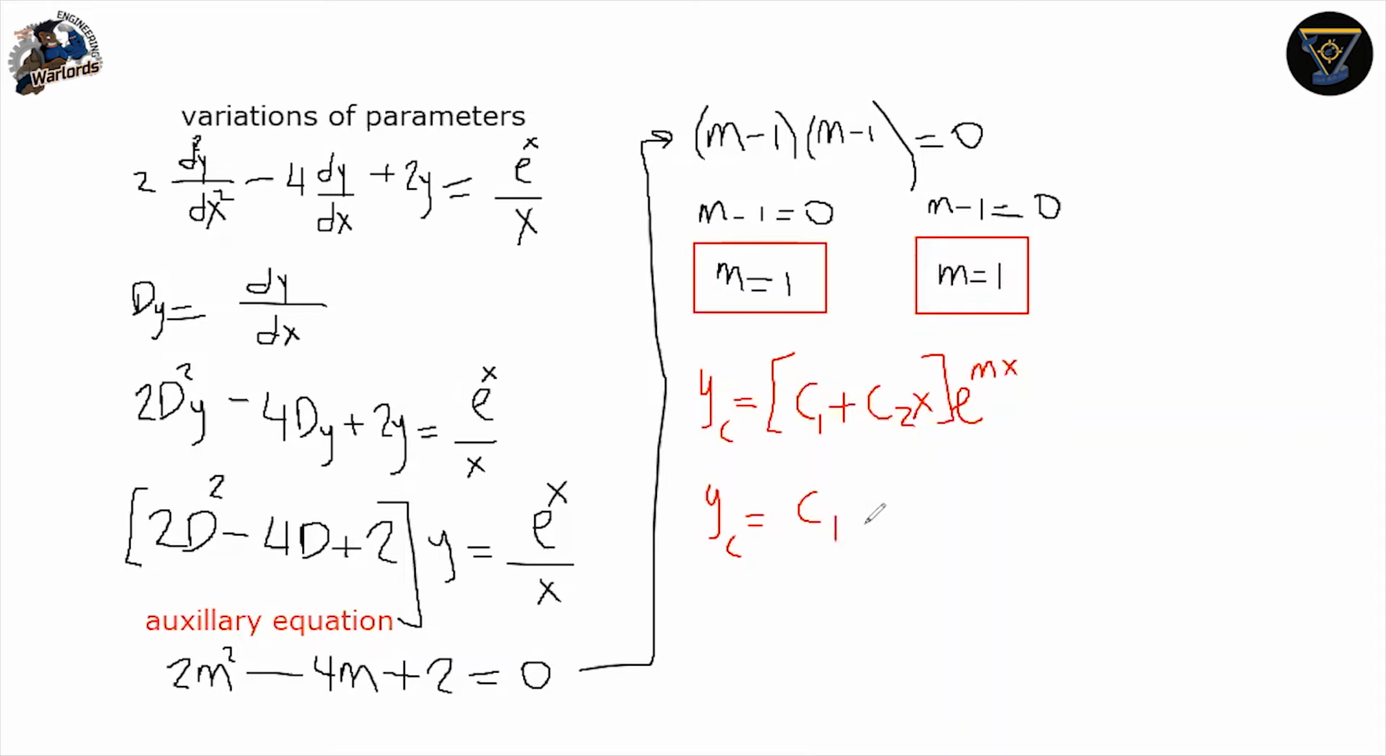What I want to do though is that I want to expand the e, right? So it'll be C1 multiplied by e to the x. Because remember that m is 1. And then here now we're going to have plus C2x and multiply it by e to the x. And then what we have now is that we actually find yc.